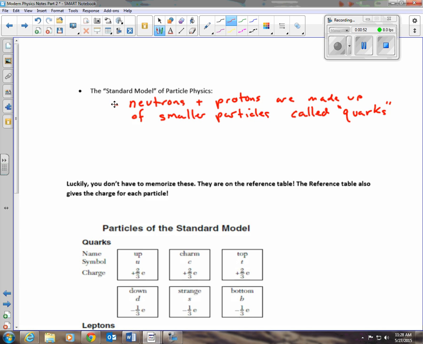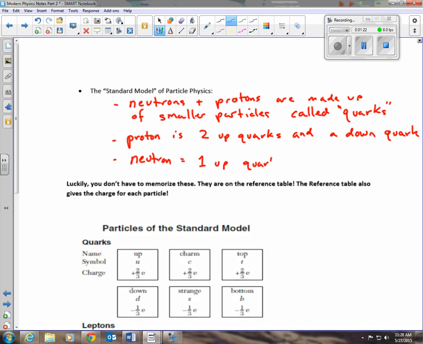Okay, and this is going to sound really strange for a moment or two. Don't worry about it too much. But I'm going to say a proton is 2 up quarks and a down quark. A neutron is 1 up quark and 2 down quarks.